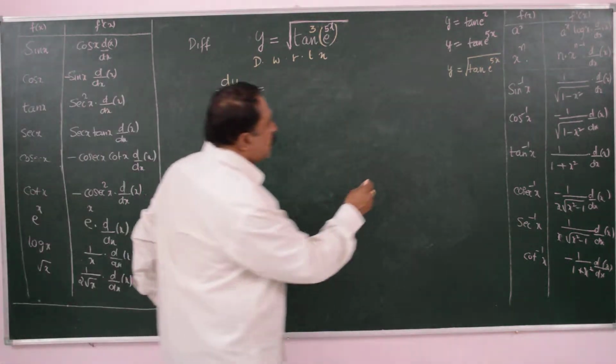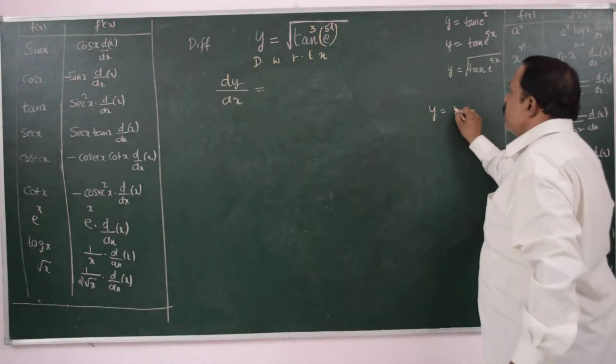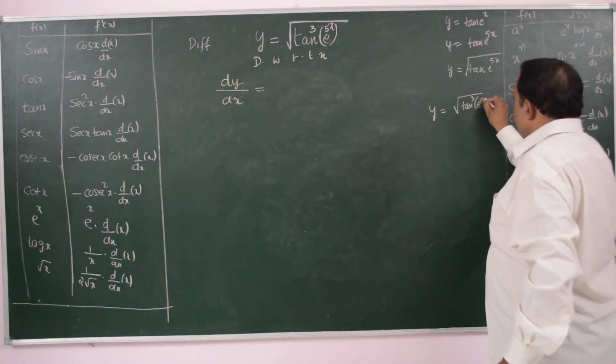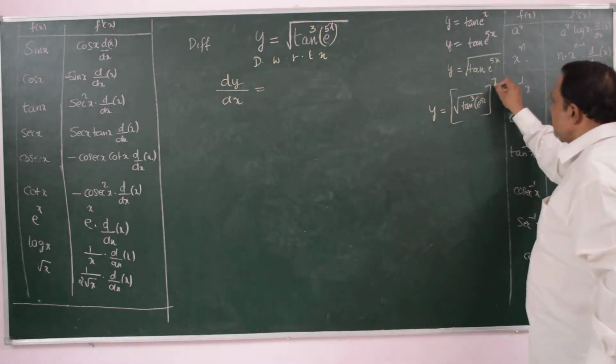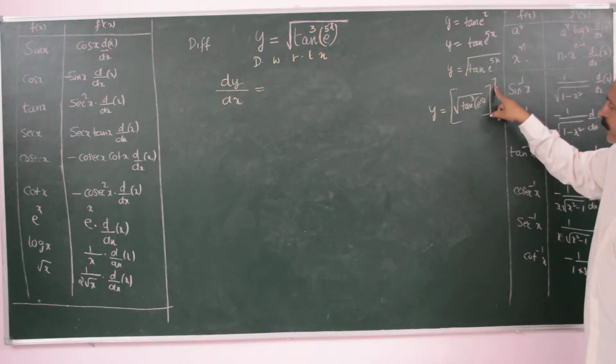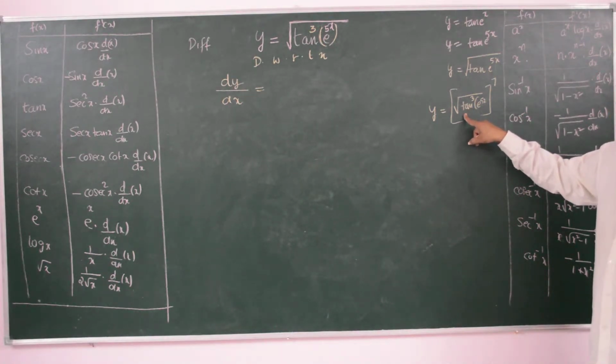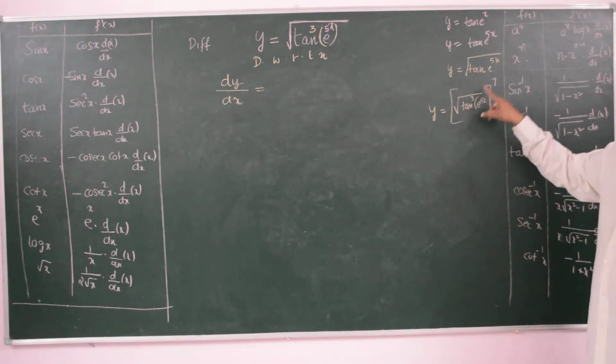Supposing it is like this, y is equal to root of tan cube e to the power of 5x, whole to the power of 7. Now first preference to power rule, then to root function. Yes, sir, so that is how the process should go on.